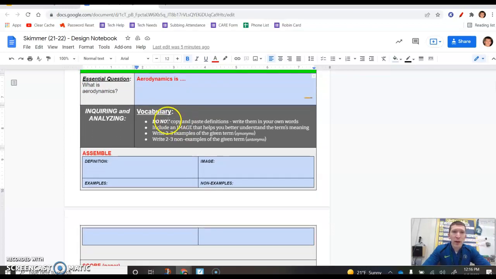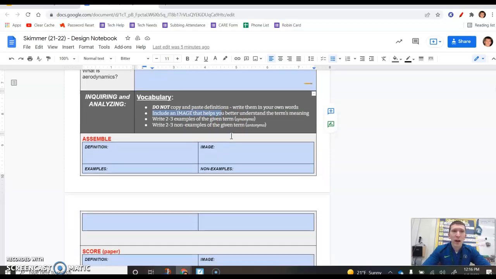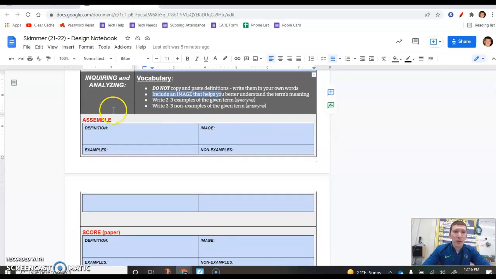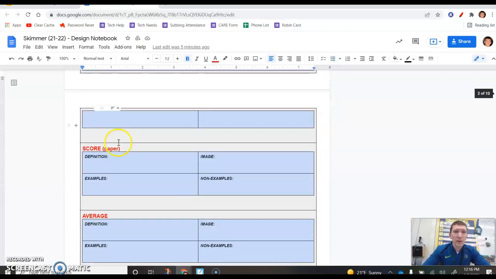And remember, for each vocabulary word, don't just copy and paste from Google. You can find a picture that helps you better understand the image. Write 2 to 3 examples for each of the words, and a non-example, which is the opposite or antonym of that word. So going through these real quick, the word assemble, score.